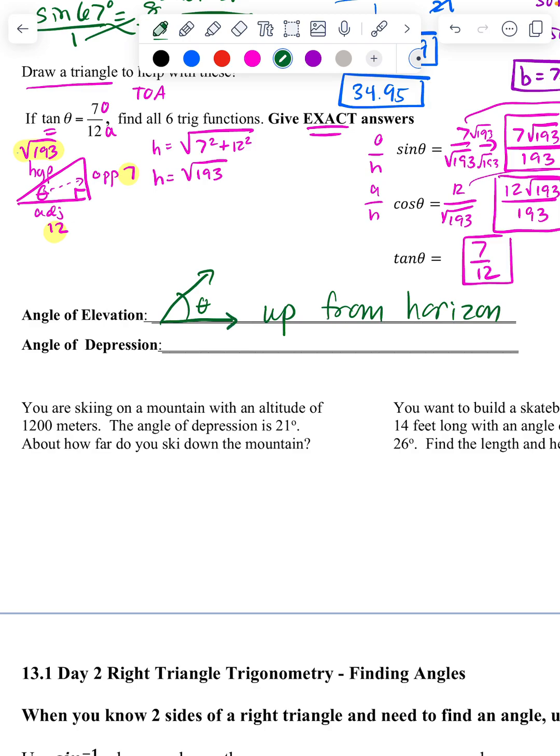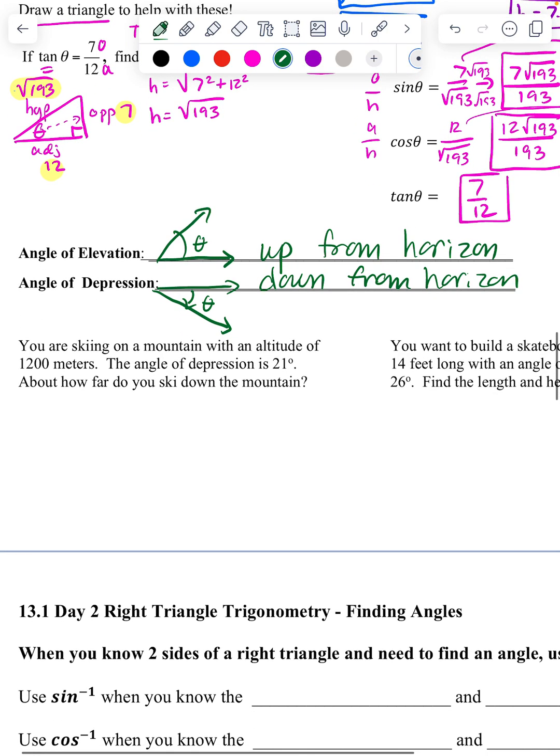Angle of depression, if you think about depression, it brings you down. And so it's going to come down from the horizon. So a lot of times they'll say, you're here cruising in your airplane. Angle of depression is how far down you go as you start to land.